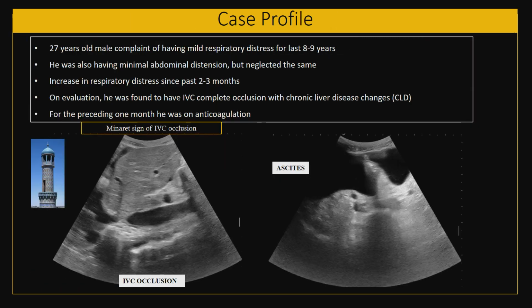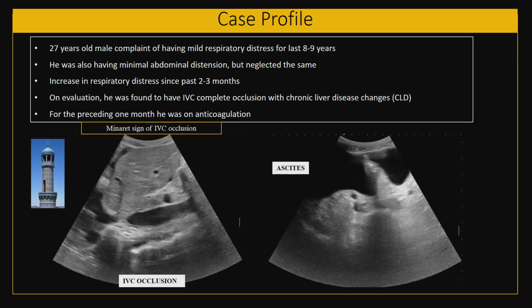Another case, a 27-year-old male complained of mild respiratory distress for the last 8 to 9 years. He was also having minimal abdominal distension, but was not pursuing it much. In the recent past 2 to 3 months, he had increased respiratory distress, and on evaluation, he was found to have complete IVC occlusion with CLD changes. For the preceding 1 month, he was on anticoagulation, and it was not helping much.